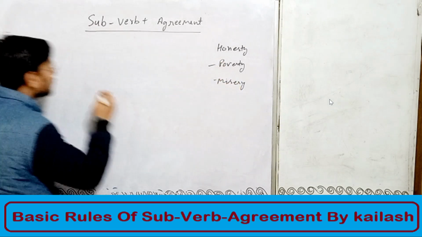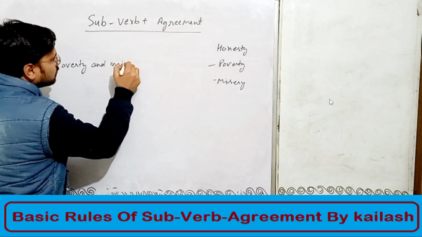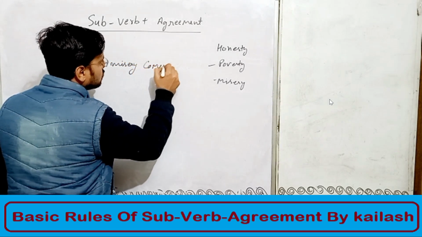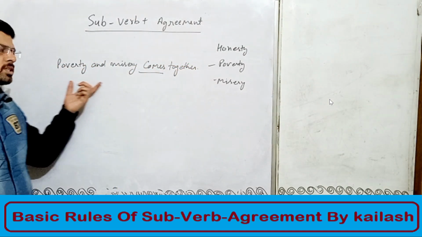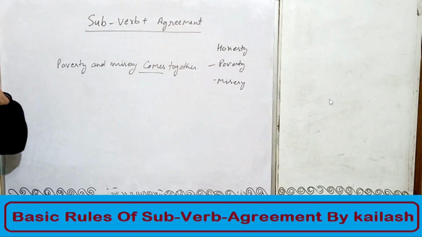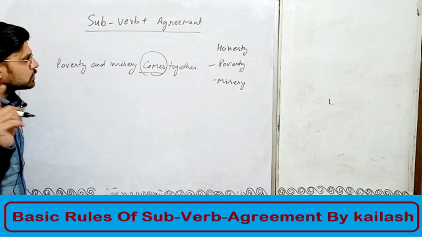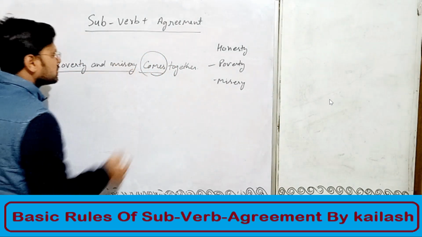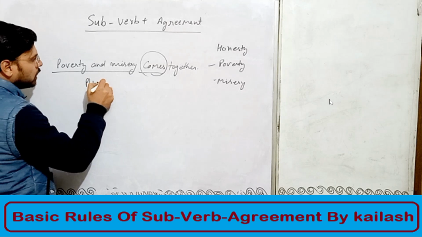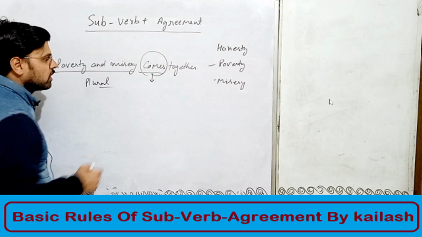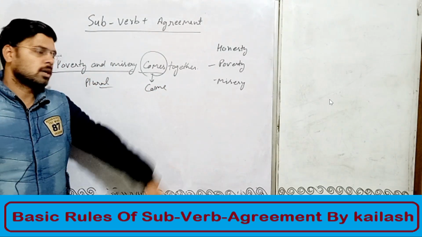Let's join these two uncountable nouns. Let's take poverty and misery. Poverty and misery comes together. Is this sentence correct? No, this sentence is not correct because comes is a singular verb and poverty and misery, these are two different subjects. So these are plural and they would take a plural verb. The plural verb is come. So the correct sentence is: poverty and misery come together.